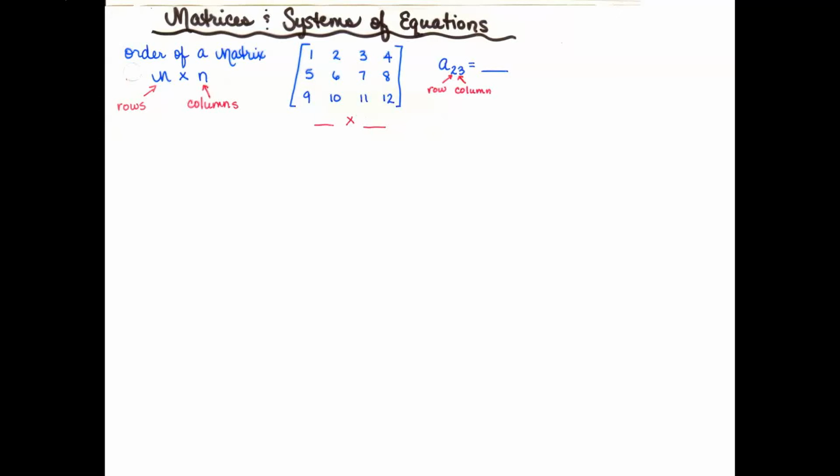A matrix is basically just a rectangular array of numbers. It kind of reminds me of a spreadsheet. It's just a way to organize data, and we organize it in rows and columns. Now, some people get rows and columns confused.